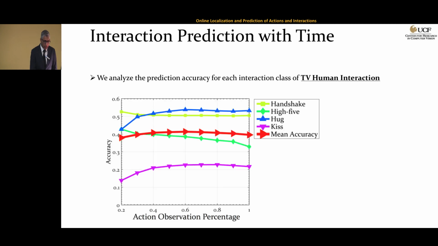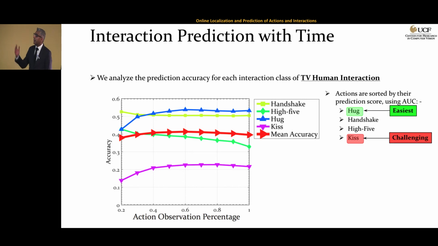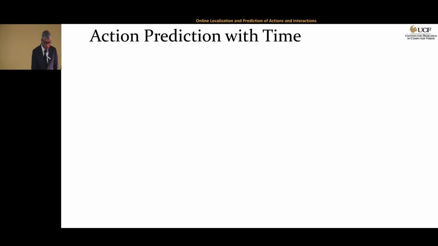Next, we'll also look at interaction prediction, where we show per interaction results on TV human, and here are the results on different interactions. There's handshake, hug, and so on. Here we observe hug is the easiest one. It's mostly upright as compared to kissing, which is challenging because it's a more subtle action, and we didn't see much motion in that kind of interaction.